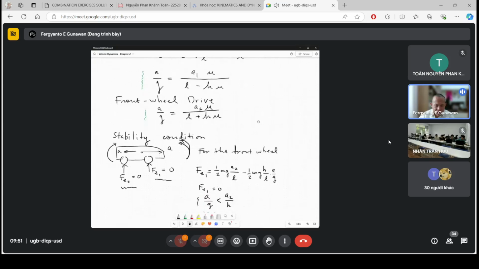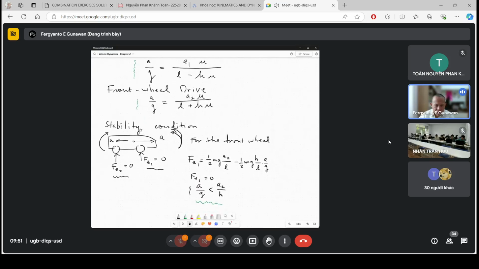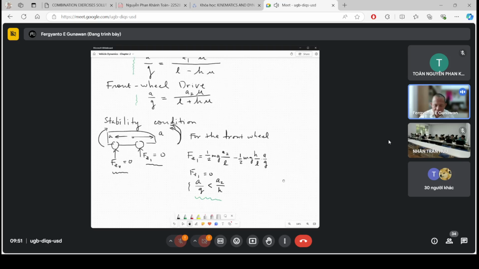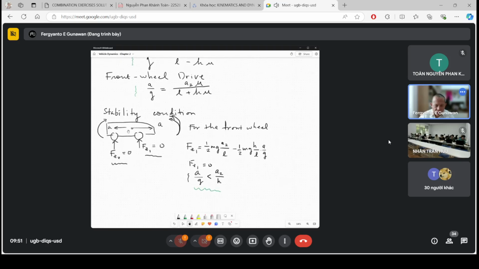Whatever your acceleration is, you have to pay attention to the stability condition. The stability condition says you can accelerate, but not reach the level where fz1 equals 0. If fz1 equals 0, then you have this acceleration. So this is the maximum acceleration for stable driving.